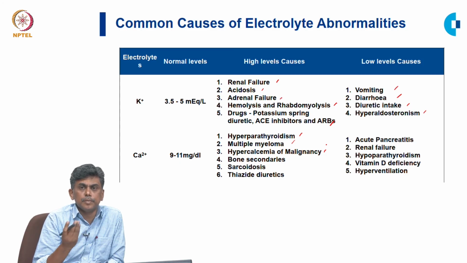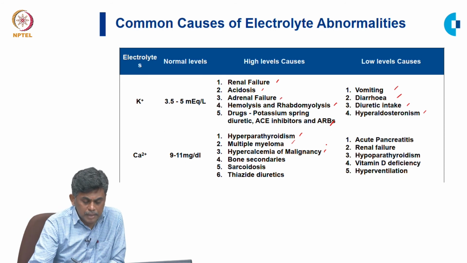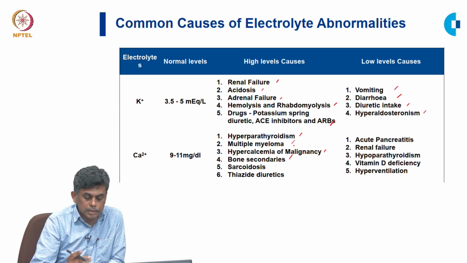So what happens in that malignancy? They secrete some what is called as parathyroid hormone related peptide, and what does it do? It acts like a parathormone and increases the calcium level. Secondaries in the bone, destruction of the bone. So what happens? Calcium starts to increase.